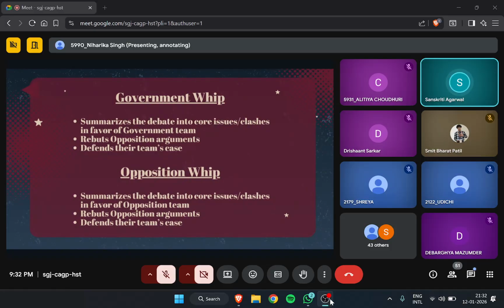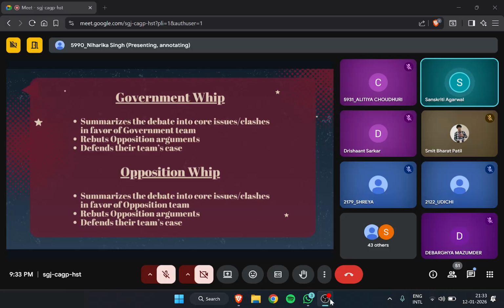So, what does a whip do? As a whip, you're not allowed to present any new arguments, which means that if you make a very fresh argument, it does not get credited by the adjudicator, so there is basically no point in making a new argument in general.